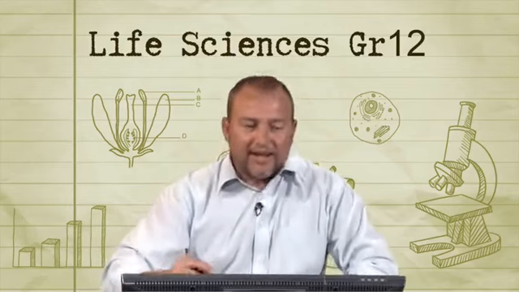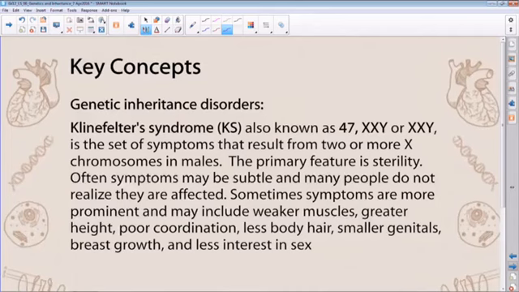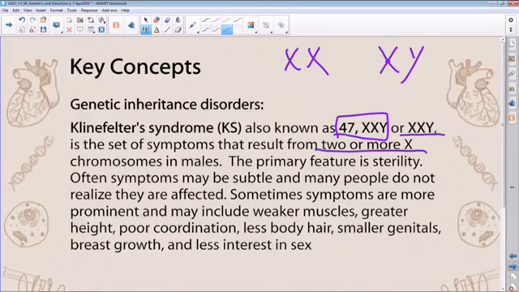Okay, here's another one. It is your Klinefelter. Klinefelter disease is known as 46 XXY, or just XXY. Now we know that females are XX and males are XY. What's happened here is that the X stayed behind, which means they're going to have two X's and a Y. The symptoms result from 2 or more X chromosomes in the male. The primary feature is sterility, which means they cannot have kids.